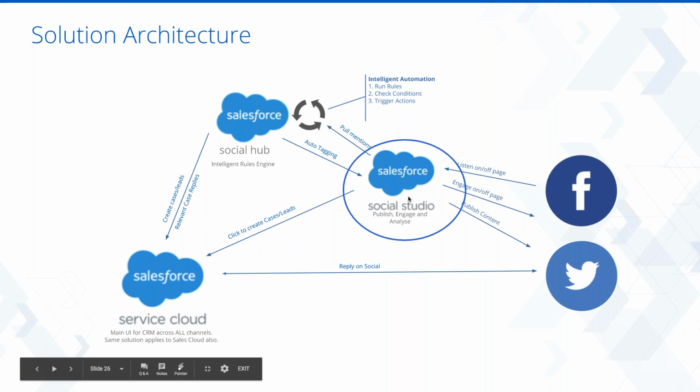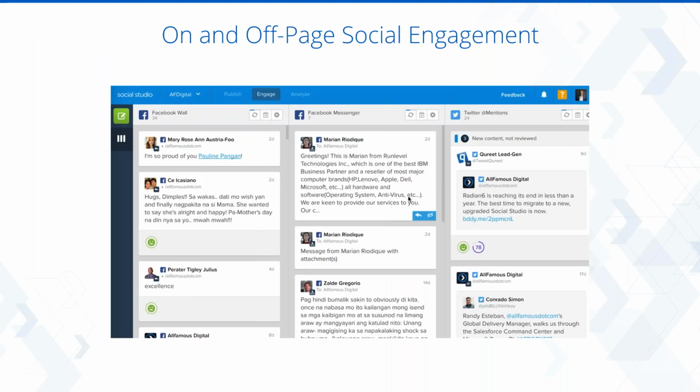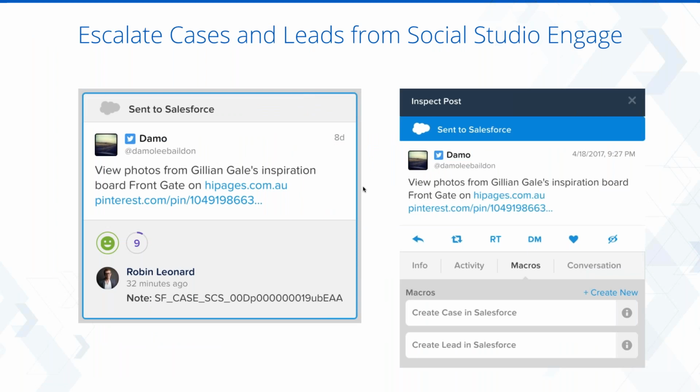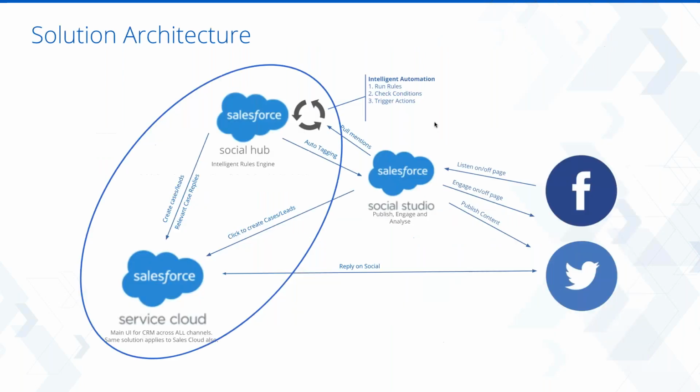Great. Okay, so let's focus in on Social Studio. Quick overview: it allows on and off-page social engagement. It's got these columns set up, very similar to Hootsuite. You can escalate cases and leads from Social Studio Engage. So you can see here, it shows when you've escalated it, and it's got details on the record. It highlights it, and it takes it out of the community manager's hands and puts it into a customer service agent's hand.